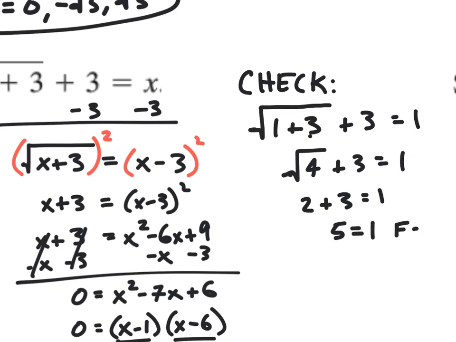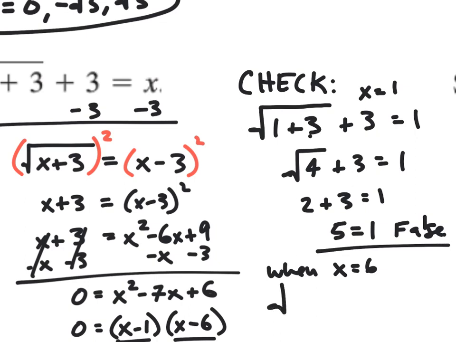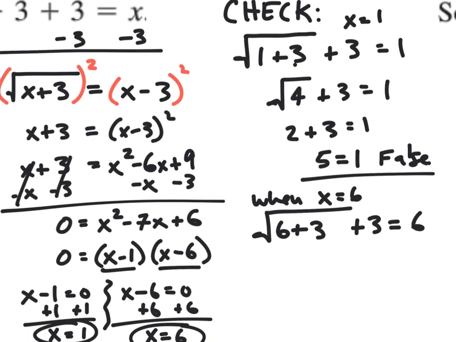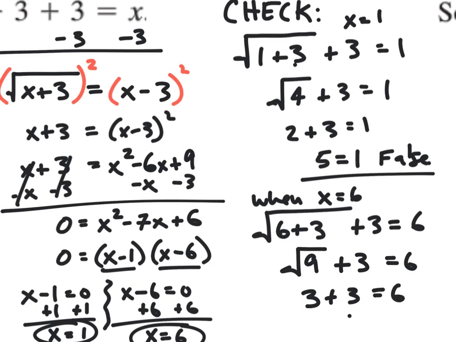This is false. Okay, so this is when x equals 1. Okay, let's try when x equals 6. So when I plug that in, I get the square root of 6 plus 3, plus 3 is equal to 6. Let's see if we get the same thing. So here's what we get. I get the square root of 9 plus 3 is equal to 6. Square root of 9 is 3. Plus 3 is equal to 6, so I get 6 is equal to 6. This is true.